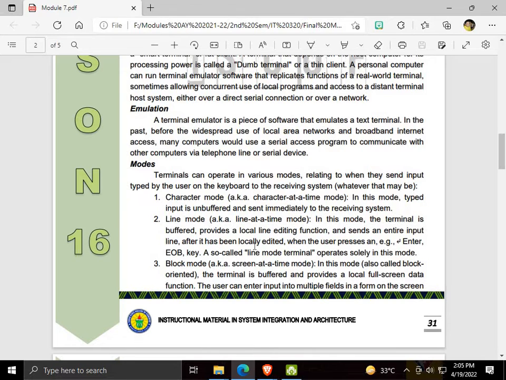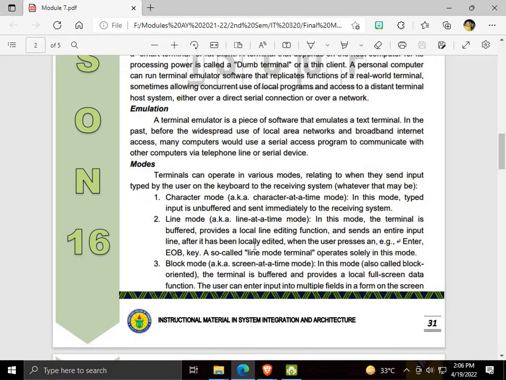So for the modes, a terminal can operate in various modes. This is in relation to when the input typed by the user on the keyboard is sent to the receiving system. In the case of character mode, this is also known as the character-at-a-time mode. In this mode, the typed input is unbuffered and is sent immediately to the receiving system.